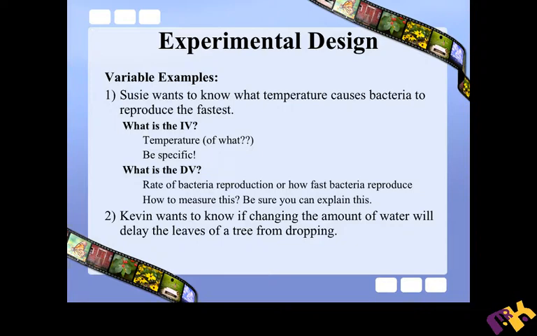Okay, so what did we come up with? What is the independent variable in his experiment? Yes? Isaac. Yes, the amount of water that he's adding. Yeah, he's changing the amount of water that he's going to give these trees. And okay, so what's the dependent variable?